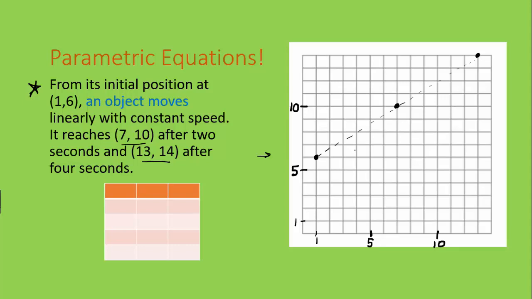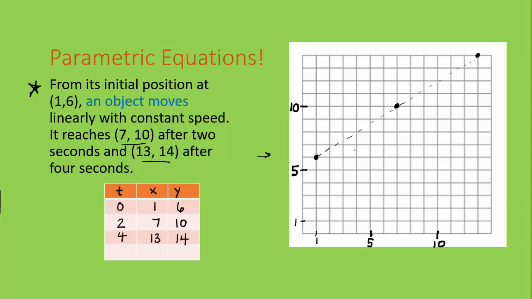I've got a table of values down here, and besides the normal x and y that we usually track in a linear equation, let's also look at what's happening with t, as in time. So the initial point we say is t sub 0. That's when no time has passed. This is where we start. So this starts at (1, 6) when time is 0. And then 2 seconds later, it's at (7, 10). And then after 4 seconds total, we're at (13, 14).